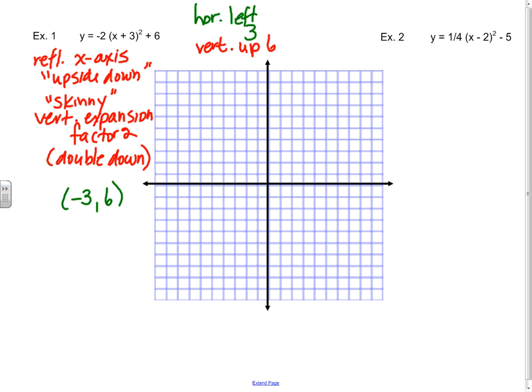Let's graph it. My starting point is negative 3, 6. My step pattern is go downwards. Instead of over 1 down 1, it's going to be over 1 down 2. All of those steps are doubled. Instead of going back to the vertex, over 2 down 4, it's going to be over 2 down 8.